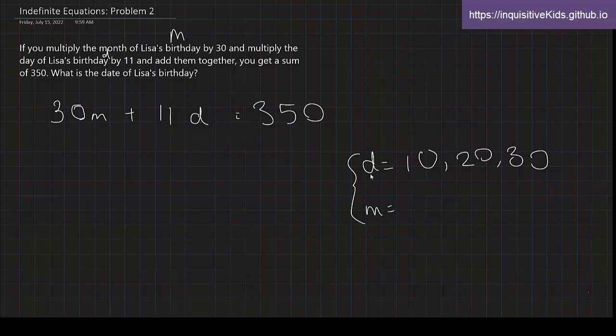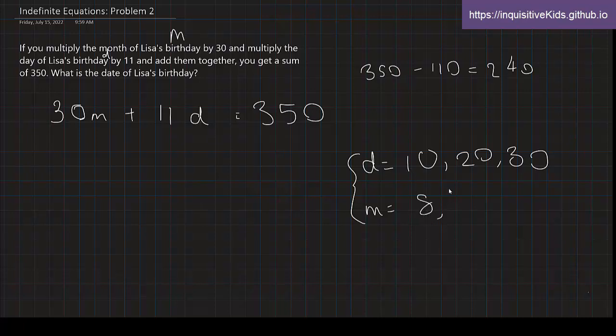If the day is equal to 10, 11 times 10 is equal to 110. And 350 minus 110 is equal to 240. And 240 is a multiple of 30. And in fact, 240 divided by 30 is equal to 8.